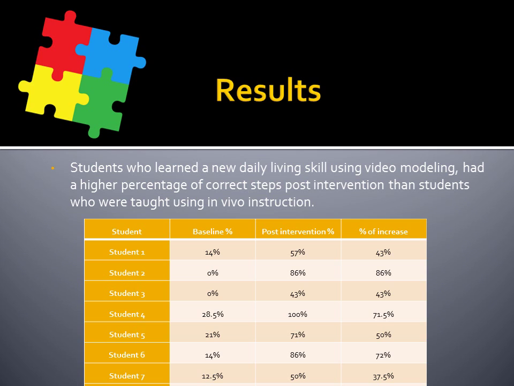I think the biggest one that really got to me was student 2, who was folding laundry and began with 0%. When the teacher said, "Can you fold these towels for me?" they were not able to do any of it. Well, after watching the video and seeing how to fold the towels, they were able to do that skill at 86%. So students who learned a new daily living skill using video modeling had a higher percentage of correct steps post-intervention than students who were taught using in vivo instruction.